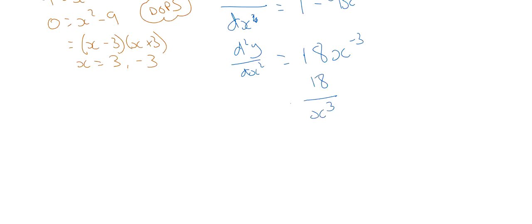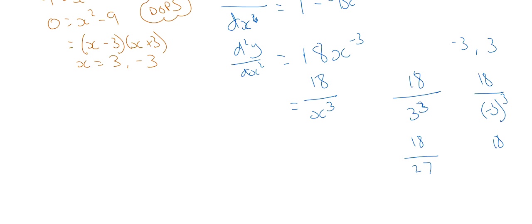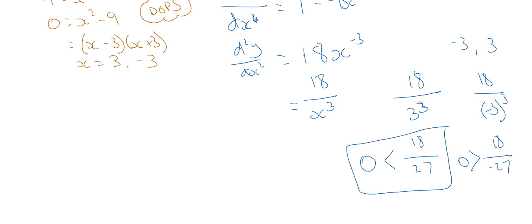What I'm going to do now is put the values -3 and +3 into my second derivative. So 18 over 3 cubed, and 18 over (-3) cubed. So this is 18 over 27, and this is 18 over -27. So this is greater than 0, and this is less than 0. So I've got two different solutions.